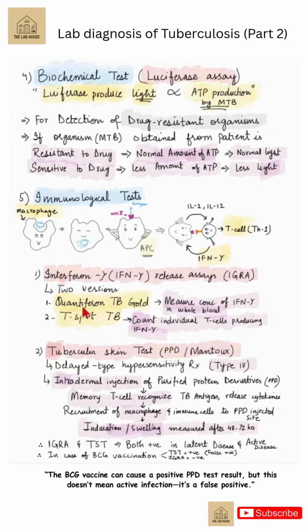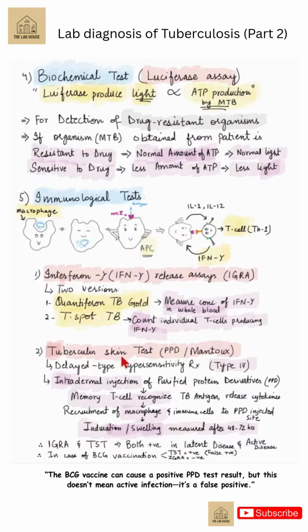It has two versions, Quantiferon-TB gold and the T-spot TB. The basic difference between them is that in Quantiferon-TB gold we measure the concentration of IFN gamma in the whole blood, while in T-spot TB we count the individual T cell that are producing this IFN gamma.